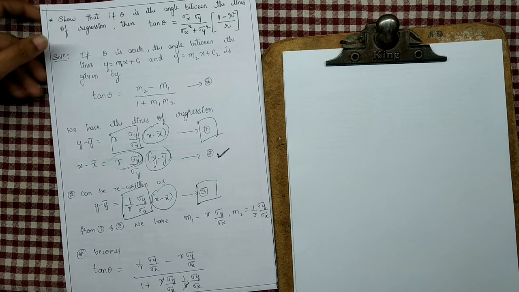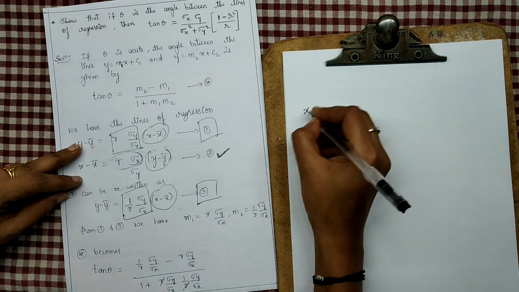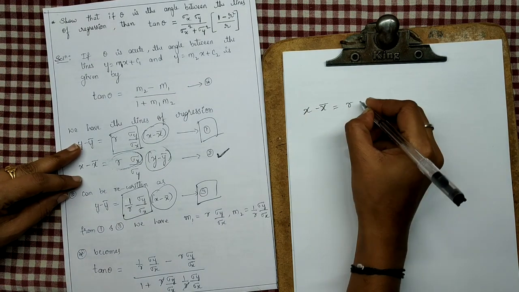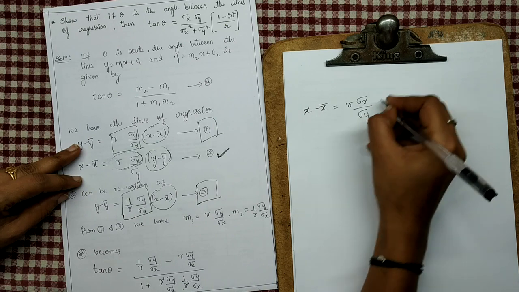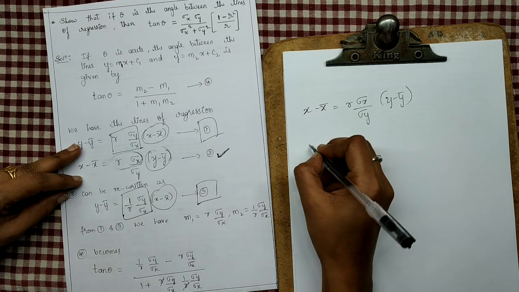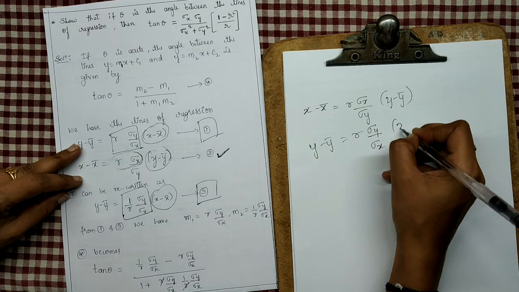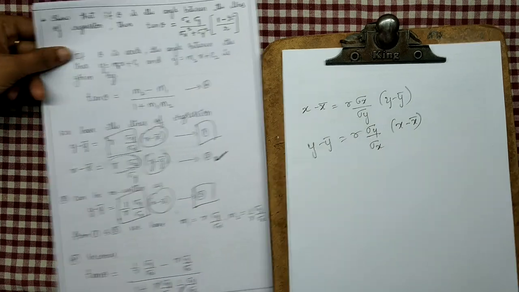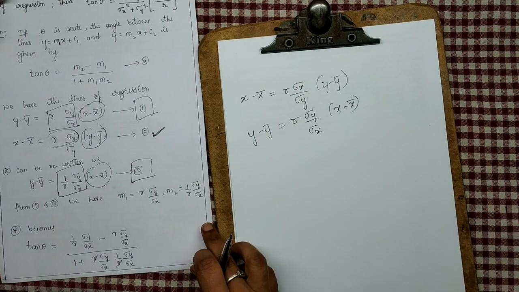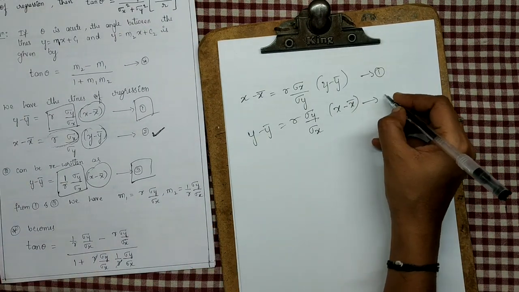Now we have the regression lines. These two are the regression lines we have. x minus x bar is equal to r into standard deviation x divided by standard deviation y into y minus y bar, and y minus y bar is equal to r into standard deviation y by standard deviation x into x minus x bar. These are the two regression lines we have. See, from these two regression lines, take the first equation. This is the first equation and this is the second equation.